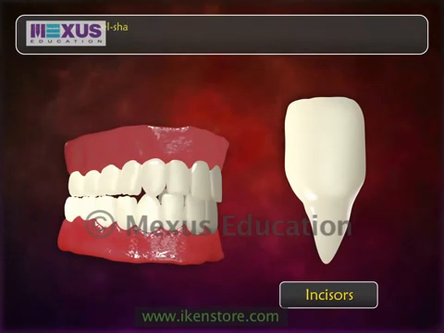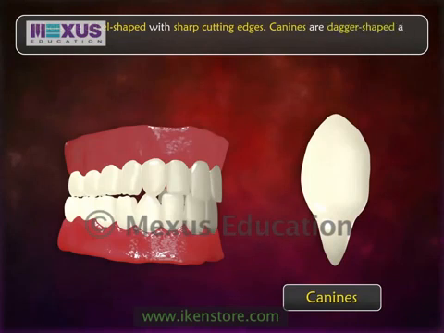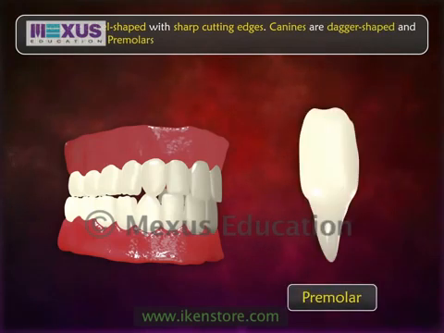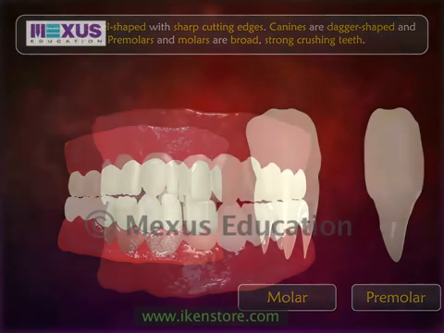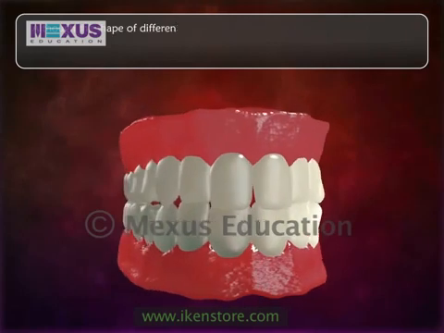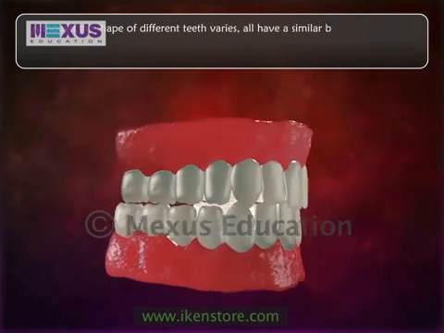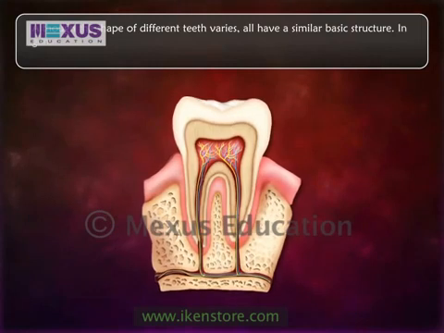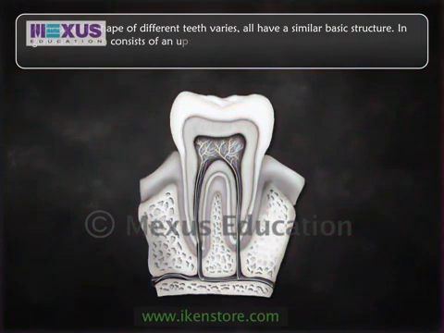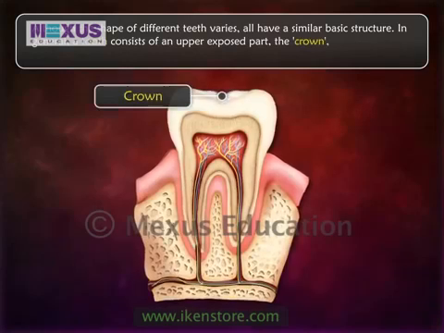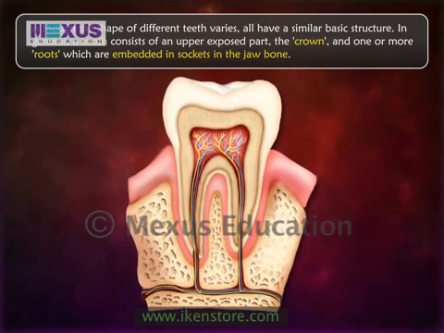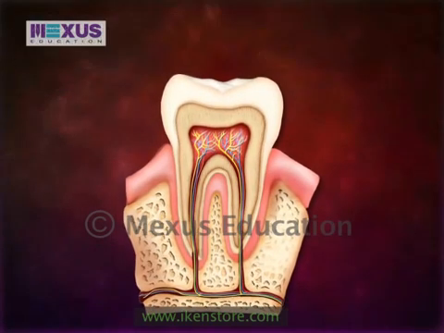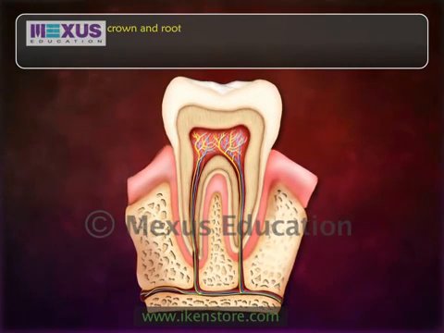Incisors are chisel-shaped with sharp cutting edges. Canines are dagger-shaped and pierce the food. Premolars and molars are broad, strong crushing teeth. Although the shape of different teeth varies, all have a similar basic structure. In general, a tooth consists of an upper exposed part, the crown, and one or more roots which are embedded in sockets in the jawbone. The junction of crown and root is known as the neck.